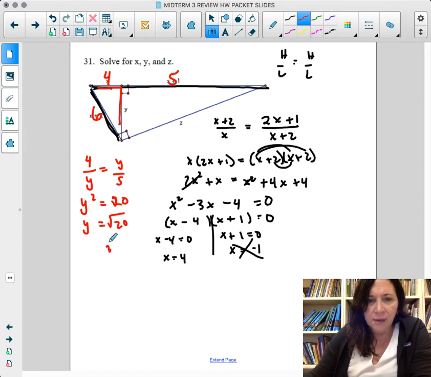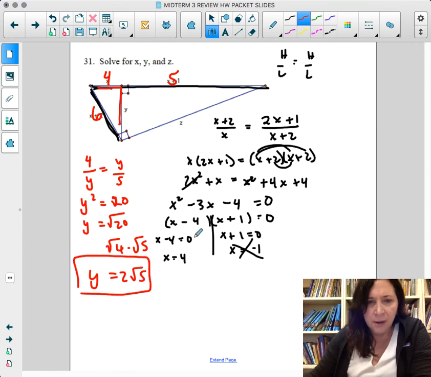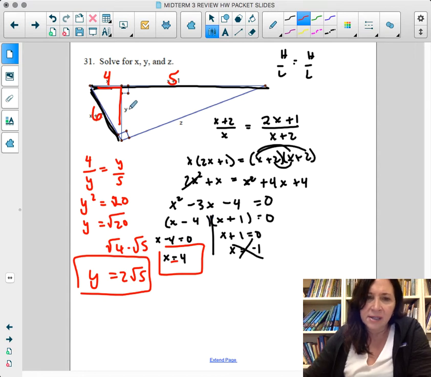Square root of 20 is square root of 4 times square root of 5. So y is equal to 2 root 5. Okay, so we have y. We have x, which is equal to 4. And now we just need z. This was the square root of 20.